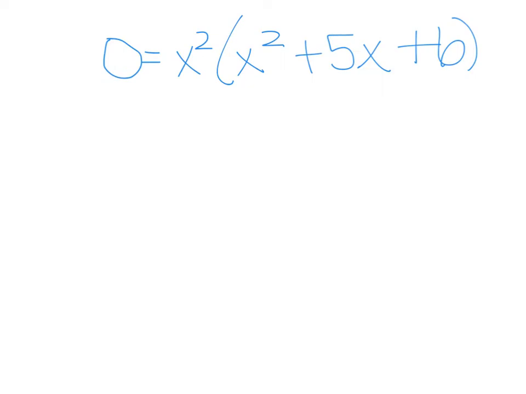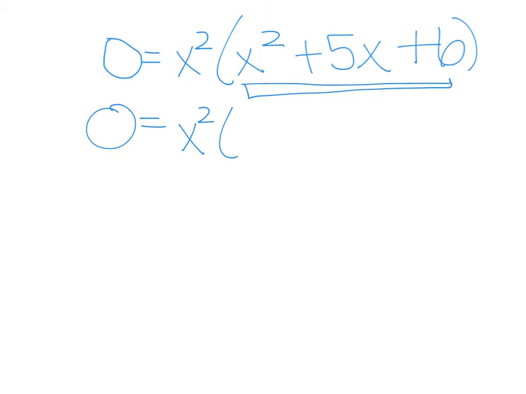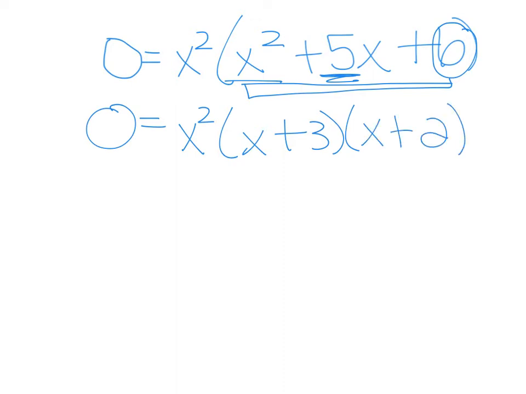From here, I'm going to factor the trinomial we have left inside the parentheses. If I'm thinking about factoring x squared plus 5x plus 6, I need to find the numbers that multiply to be 6 and add to be 5, which is going to be 3 and 2. So I'm going to factor that quadratic trinomial as x plus 3 times x plus 2. If I were to FOIL x plus 3 times x plus 2, I would get x squared plus 5x plus 6.